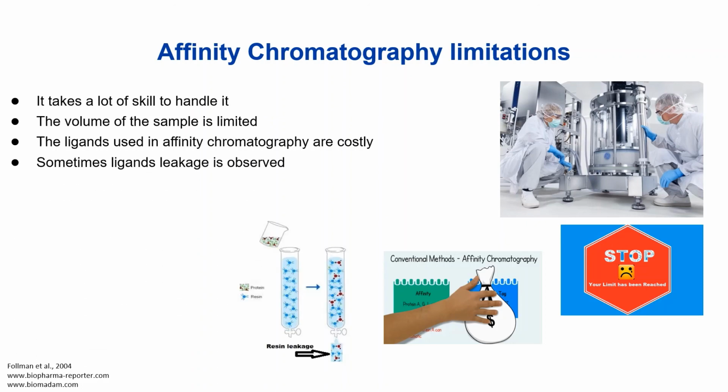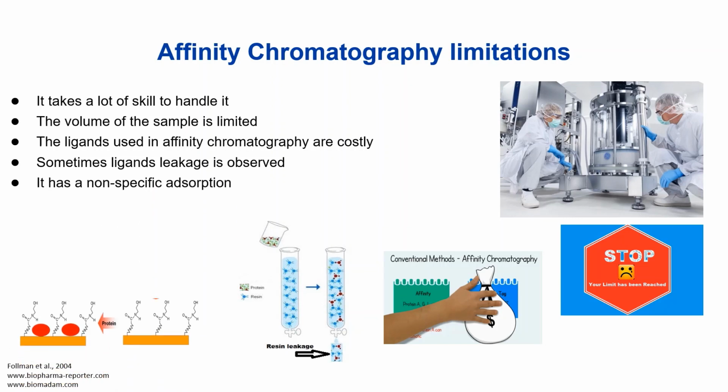Ligand leakage from the column is another problem which directly affects the product's purity as well as column efficacy. Moreover, non-specific adsorption can be observed in some affinity chromatography approaches. And finally, using extremely low or high pH solvents and buffers will result in degradation of the solid supports and limits the resin lifetime.